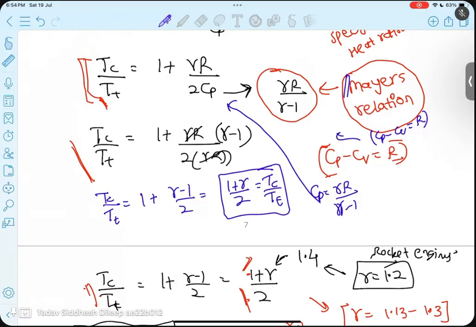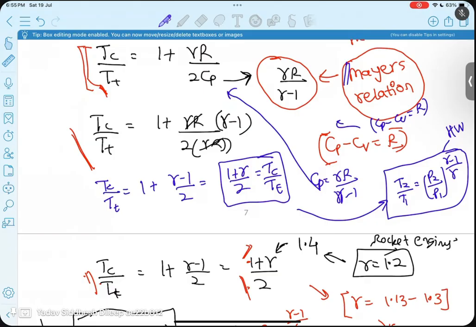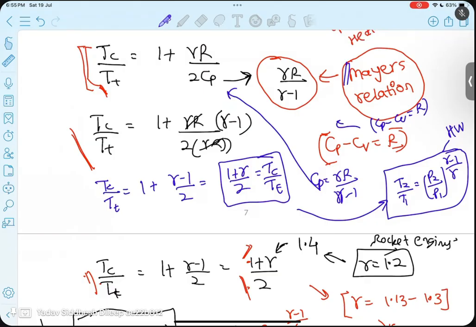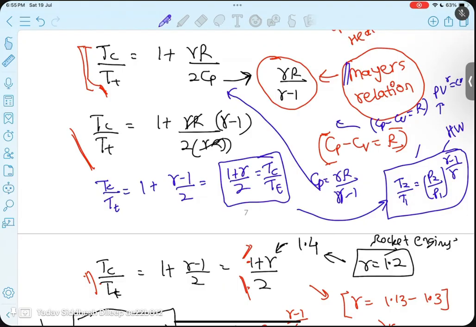Now you remember we told that flow is isentropic, and for isentropic flows T2 by T1 equals P2 by P1 raised to gamma minus 1 by gamma. Homework. You can always derive this. It comes from PV raised to gamma equals constant, TV raised to gamma minus 1 equals constant. Divide this, manipulate and get this equation. Very simple. Basic thermodynamics.